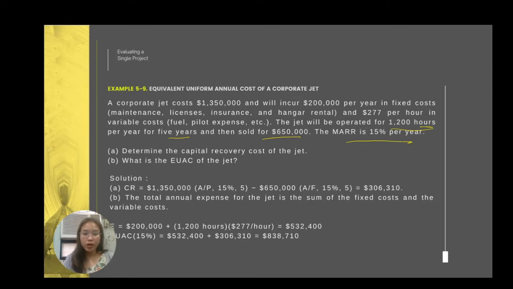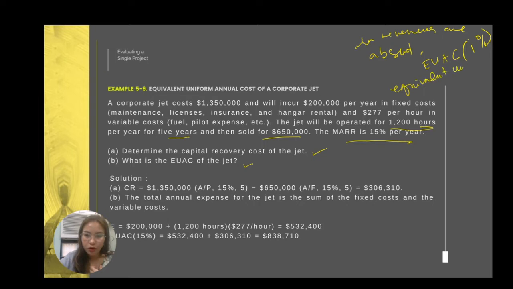Okay, so determine the capital recovery cost of the jet and the EUAC of the jet. What do you mean by EUAC? When revenues are absent, we designate this metric as EUAC, the equivalent uniform annual cost. A low-valued EUAC is preferred to a high-valued EUAC. So, the value we get should be small.